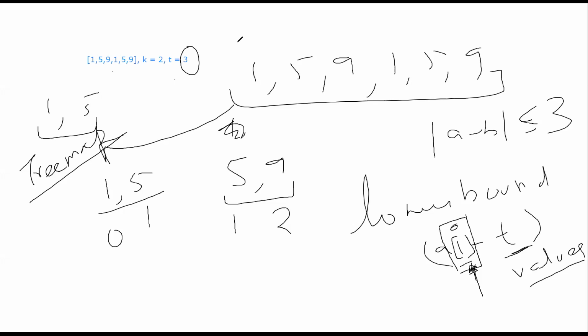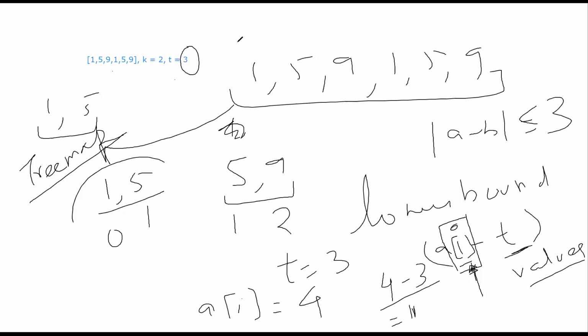Okay, so let's assume you have a value of t equal to 3. And suppose the a[i] that you are looking for is 4. Then you are trying to find whether you have 4 minus 3, which equals 1, in your map already. That's right. Now suppose your a[i] is minus 4.